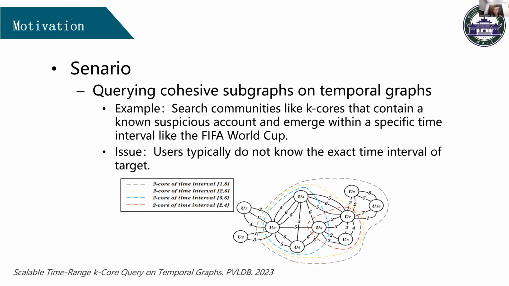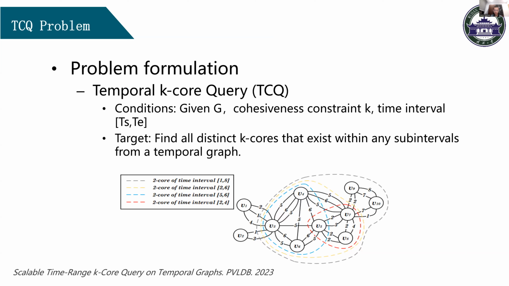The issue here is that the user typically does not know the exact time interval of the target. Actually, if we do know the exact time interval, an online decomposition is already efficient enough. Motivated by this, it is more reasonable to assume that we can only offer a flexible time interval and need to induce cores from all its subintervals.